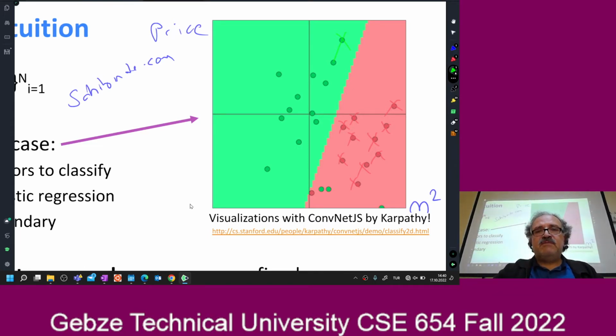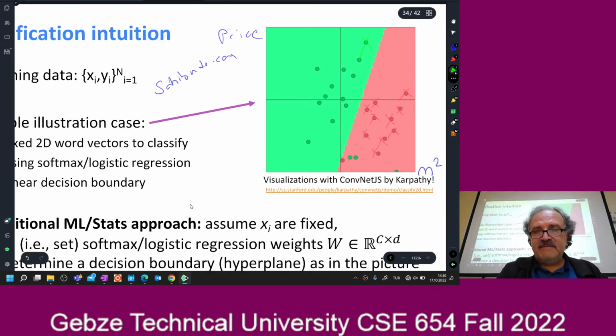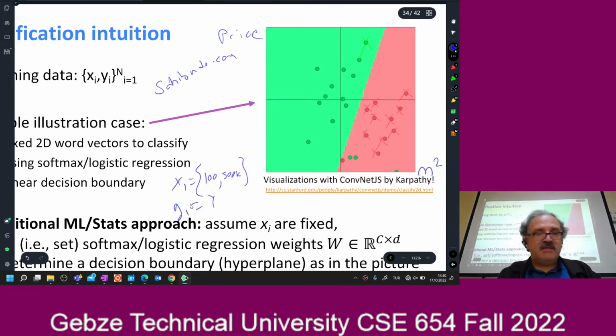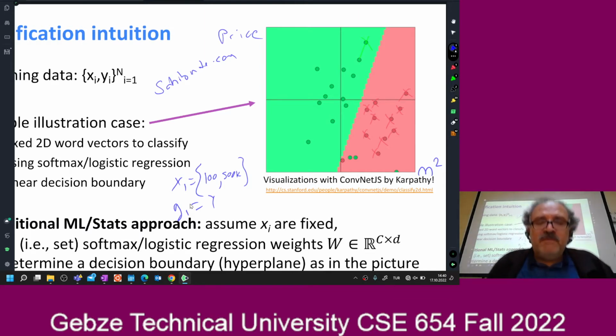So each xi here, x1, is 100 square meters and, let's say, 500,000 Turkish liras. Okay, this is my x1. For y1, I will say yes, I will buy it. I will find such pairs x2, y2, x3, y3, etc. Okay, this is my training set.